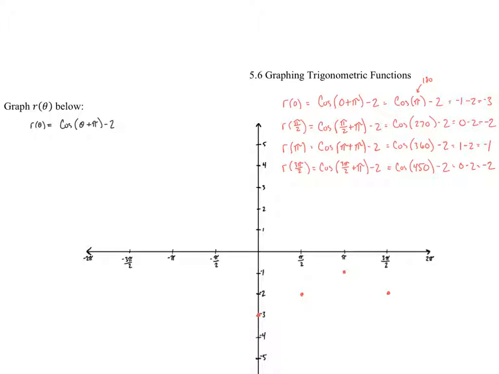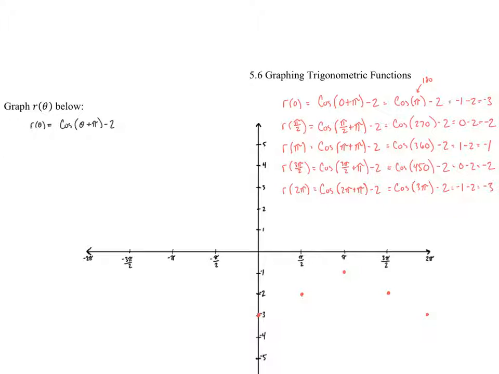And the last one that I'm going to do in this video is going to be r of 2 pi. So that means we have cosine of (2 pi plus pi). This one I'm going to think about in terms of radians the whole way. If you want to do it the other way, you can. I'm just showing you this is another way to think about it. So cosine of 2 pi plus pi is going to be cosine of 3 pi, which is 540 degrees. Cosine of 540 is going to be -1. -1 minus 2 is -3. So that puts us here.